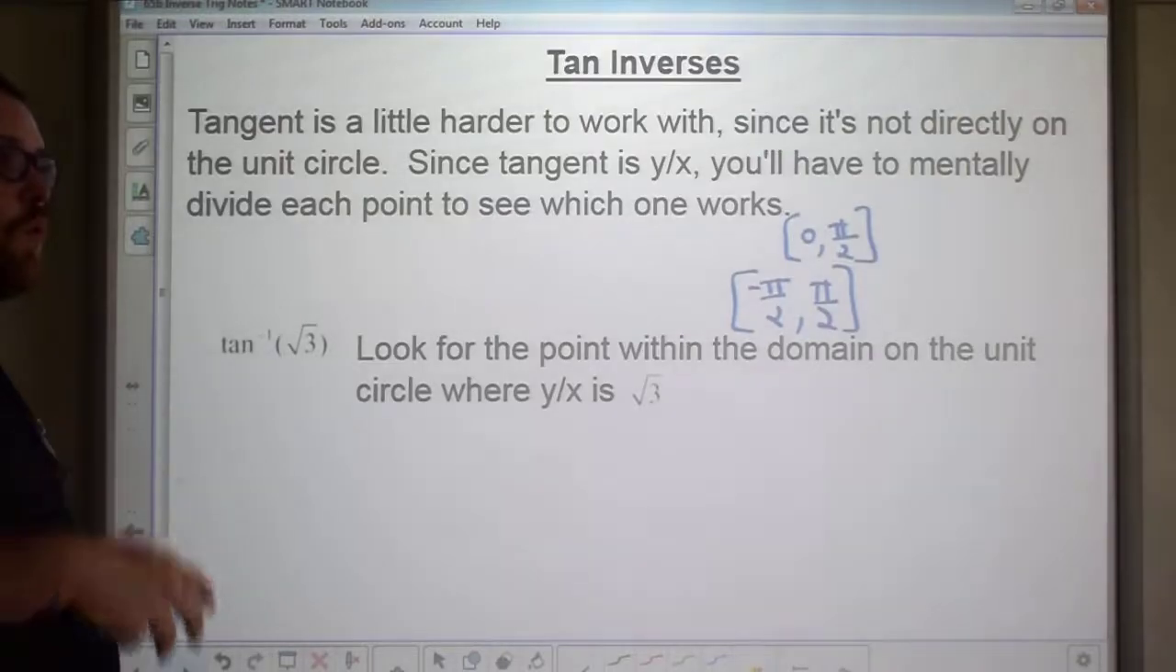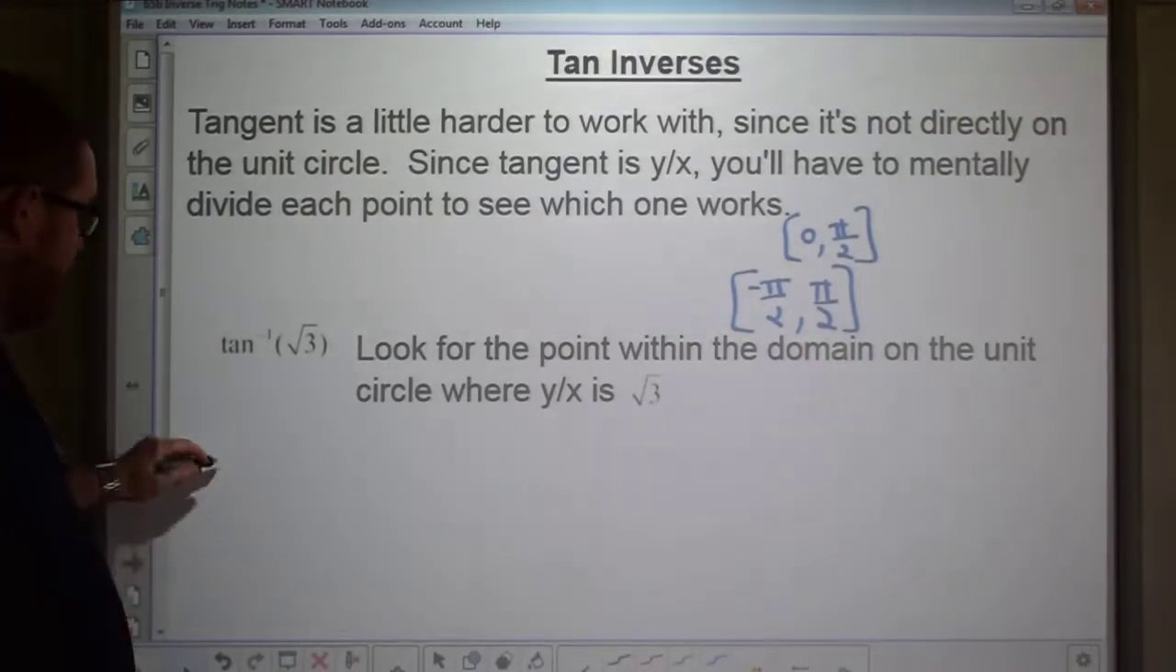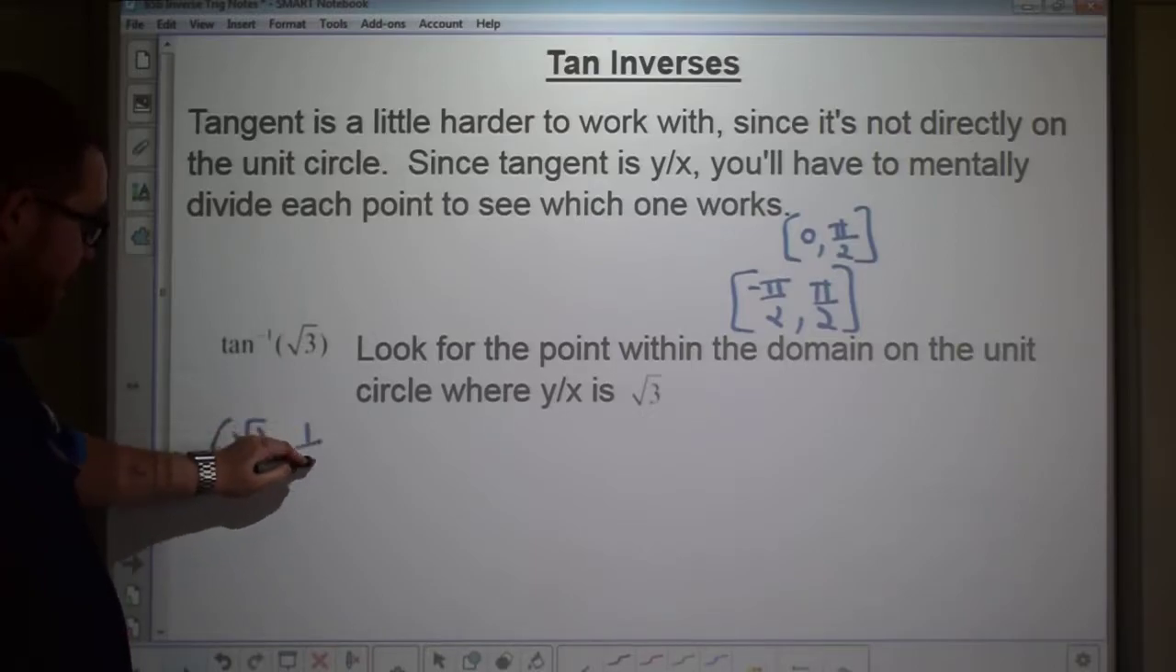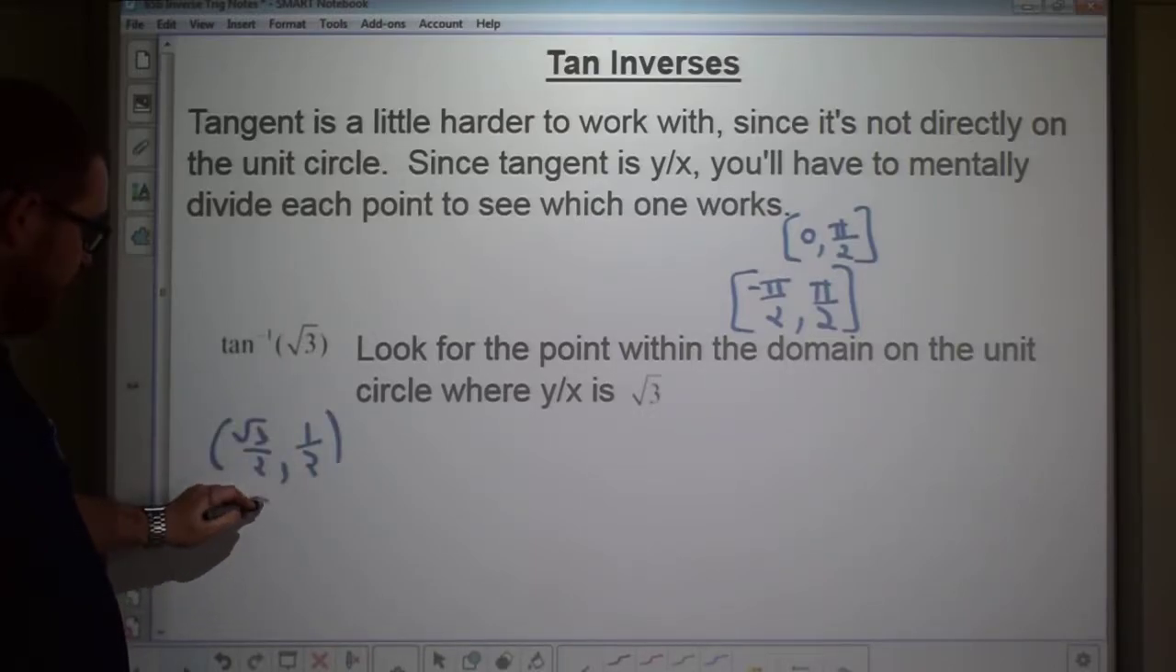Well, in the first quadrant, I have 3 points that are possible. I have square root of 3 over 2, comma 1/2. I have square root of 2 over 2, comma square root of 2 over 2.